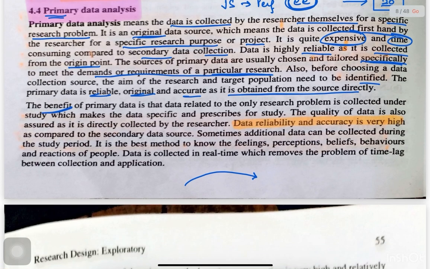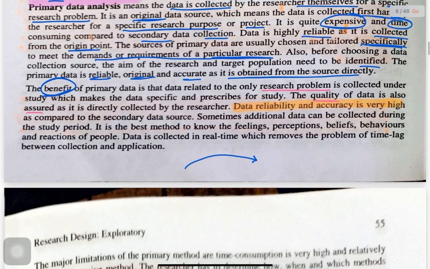So the benefit of the primary data is that it is related to the research only. Number one, it is related to the research under study only, which makes the data specific and prescribed for the study only. The quality of data is also assured as it is directly collected by the researcher. The reliability and the accuracy is very high. This is the main advantage of the primary data as compared to the secondary data source.